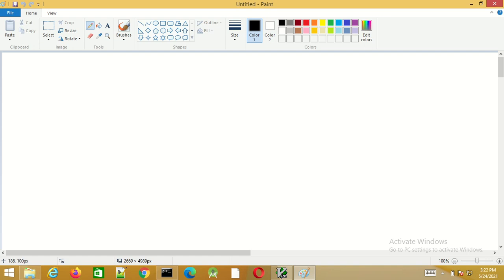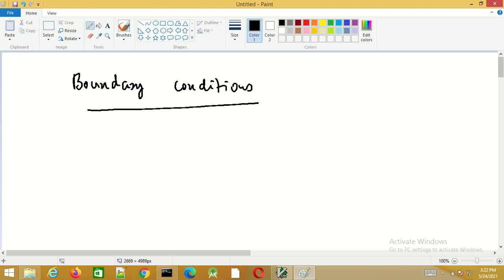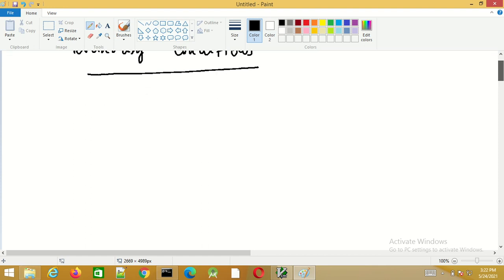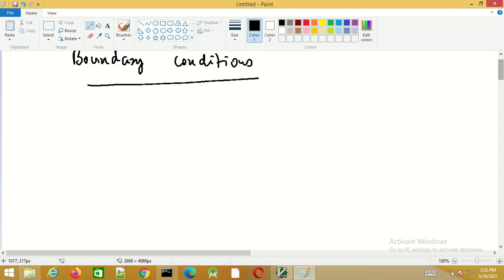In this session, we will discuss boundary conditions at the interface between two dielectrics for electrostatic fields. So first of all, we will try to understand what are the boundary conditions we are studying.